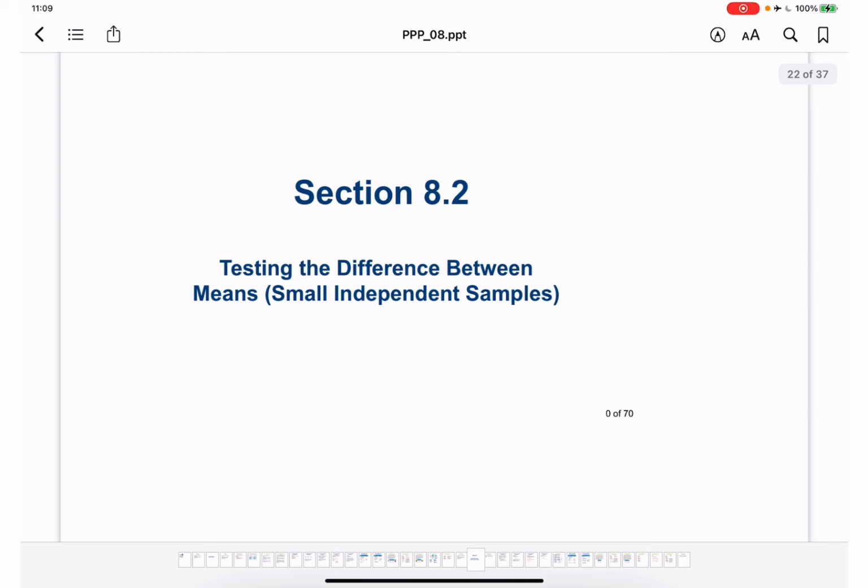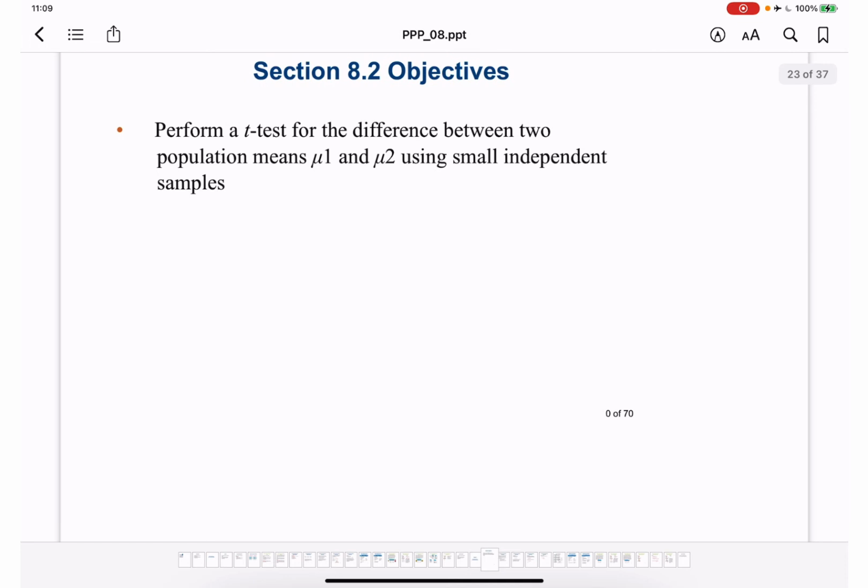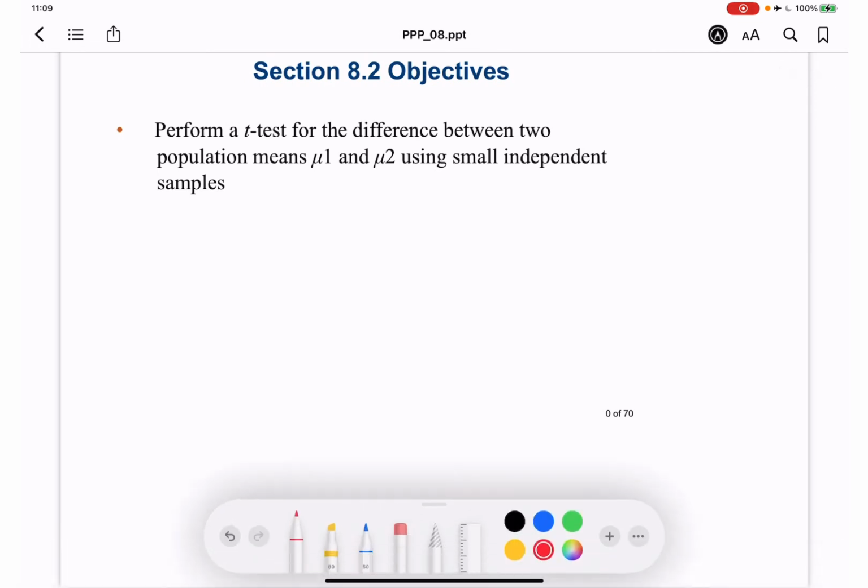Now we are going to test the difference between means for small independent sample sizes, which means we are going to use t-score and the sample size is going to be less than 30. So we're going to perform a t-test for the difference between two population means using small independent samples.